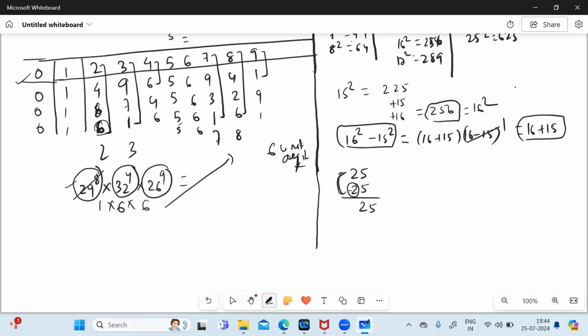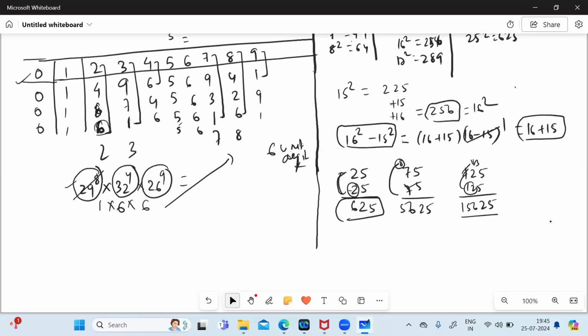So it will be 2 into 3, so this will be the square of 25. Similarly, if you want to calculate the square of 75, it will give you 25 and 7 into 8, which is 56. Similarly, if you want to calculate the square of 125, you just need to write 25 and then 12 into 13. What will be 12 into 13? 156. So this is how you can calculate the square.